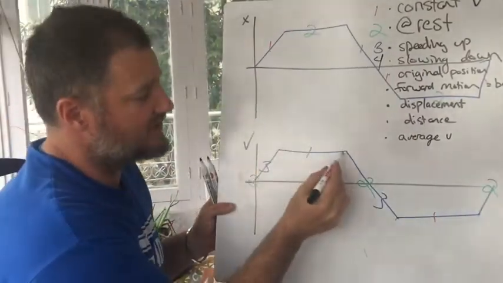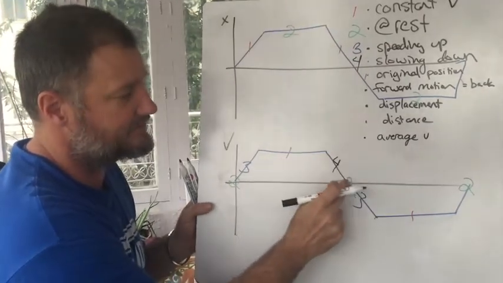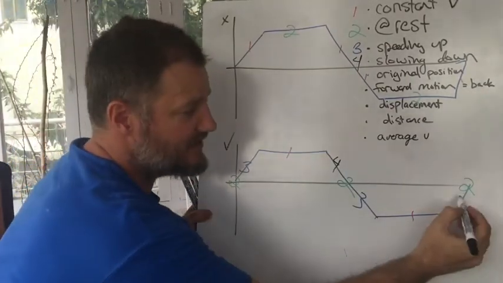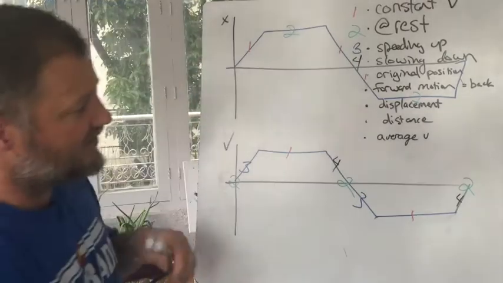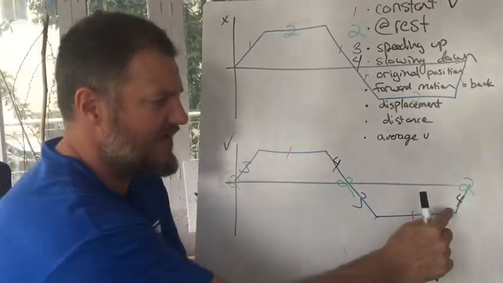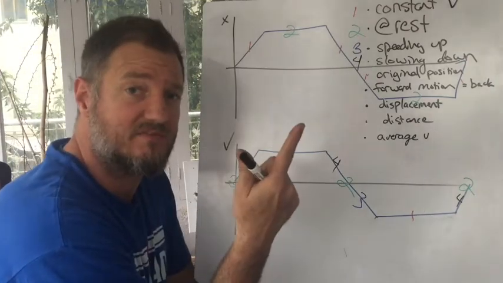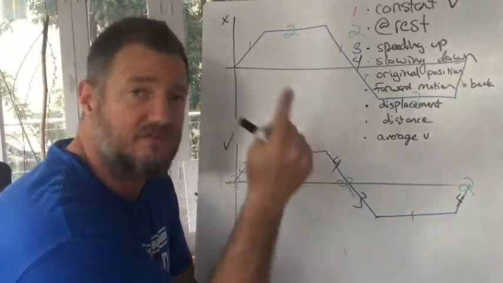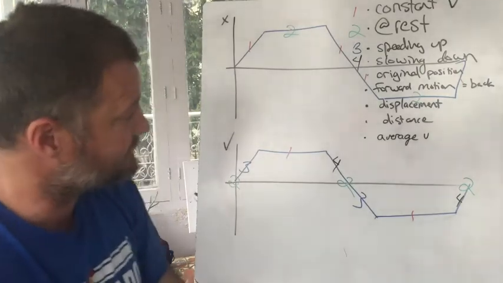This object slows down here, and it slows down here. Even though these have opposite slopes, this is just slowing down going backwards, which is positive acceleration. And this is slowing down going forward, which is the negative acceleration.